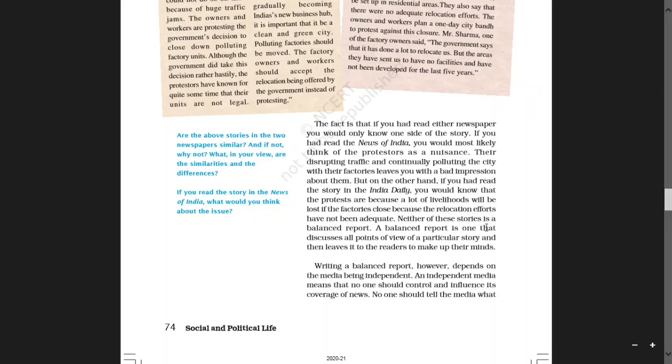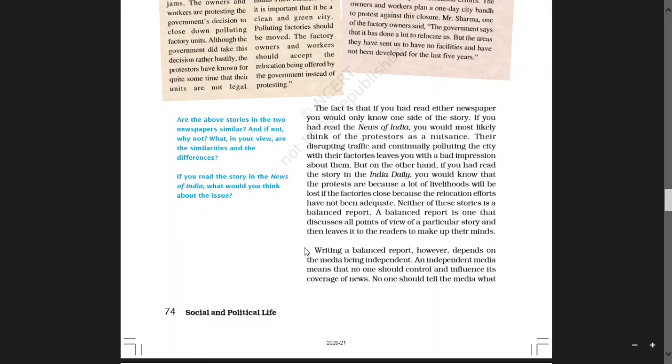Neither of these stories is a balanced report. A balanced report is one that discusses all points of view of a particular story and then leaves it to the readers, who are reading the newspaper, to make up their minds.